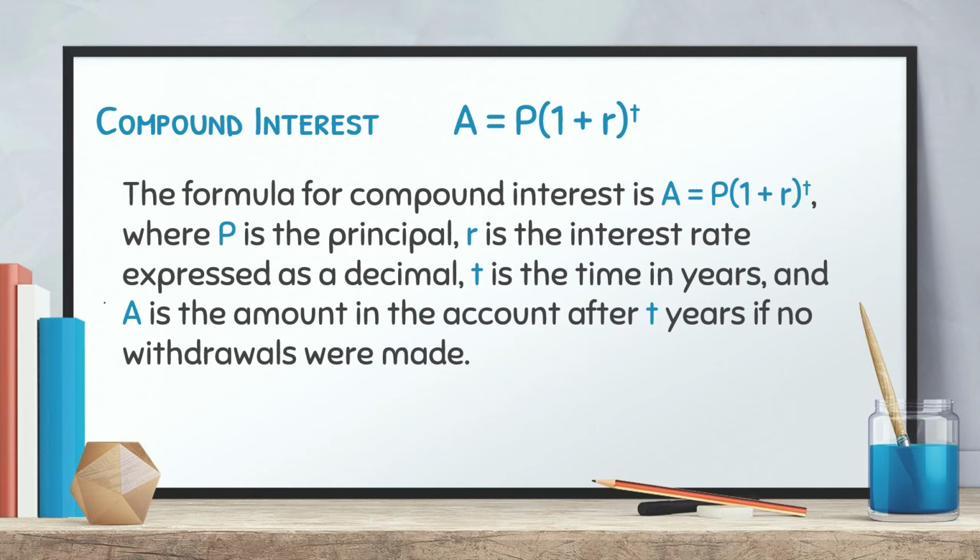So that's the formula. A is our total amount. P is the principal. And 1 plus the rate. So you'll end up with a number that's 1 point something carried to the T years. And this involves no withdrawals. If you have withdrawals, the formula gets a little more complicated.